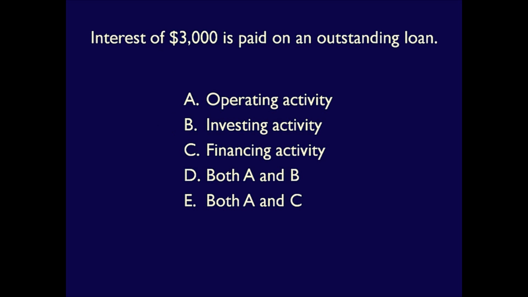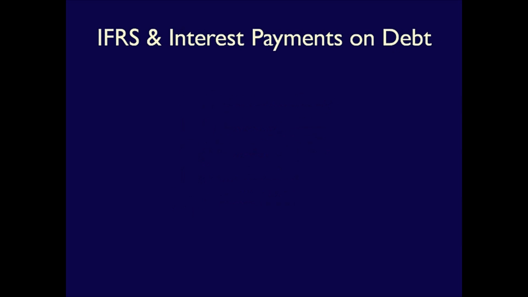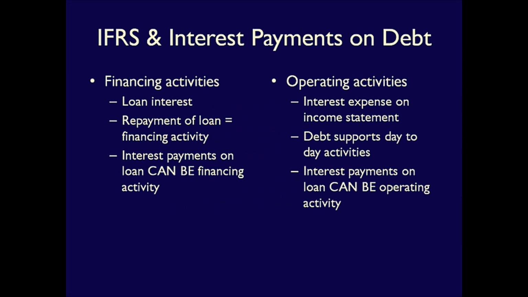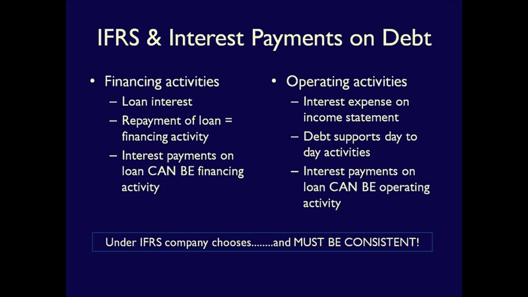Last one. Interest is paid on an outstanding loan. Now the answer to this one is either operating or financing. IFRS says that interest paid on a loan may go into financing activities because the taking of a loan and repaying of a loan is part of financing activities, so the interest payments can be also. But IFRS also says that interest costs are an expense on the income statement and are paid to support the day-to-day activities of the business. Therefore, they can be included instead as part of operating activities. Under IFRS, the choice is the company's.